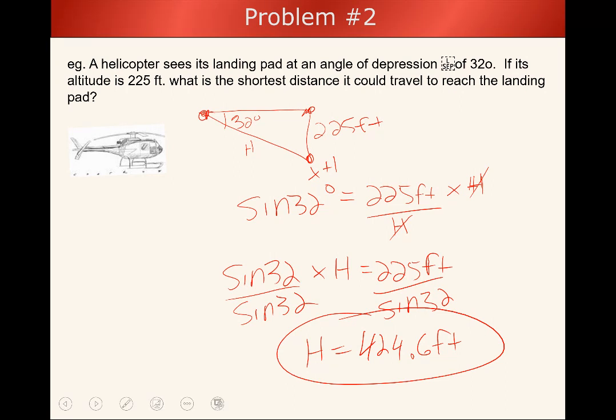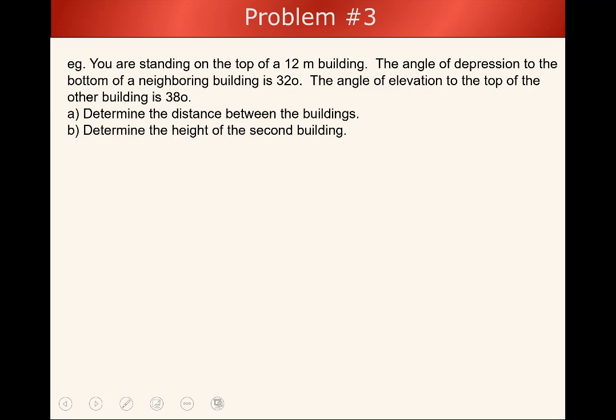That's word problem number one. Pause it if you need to think about it. Last one. You're standing on the top of a 12-meter building. The angle of depression to the bottom of a neighboring building. Ooh, two buildings. All right.